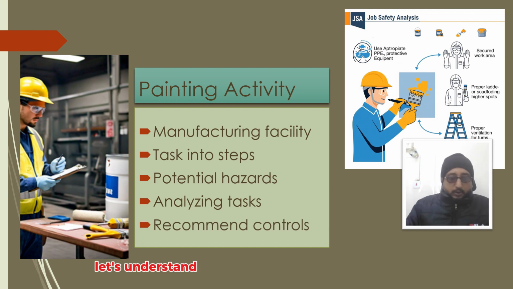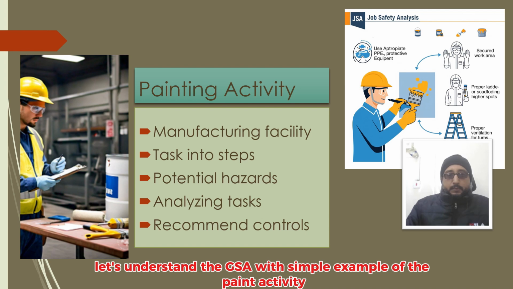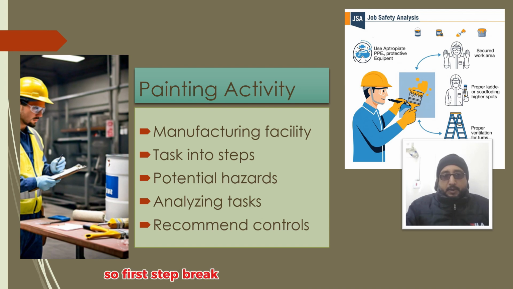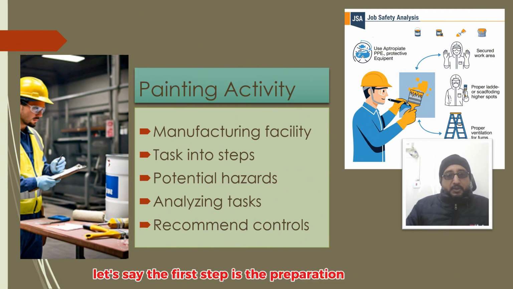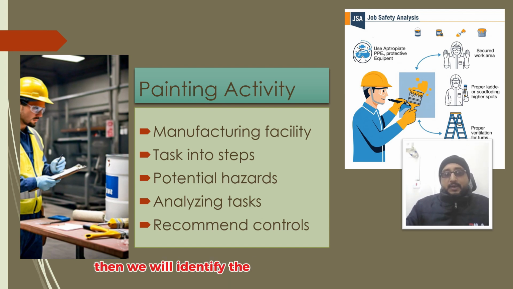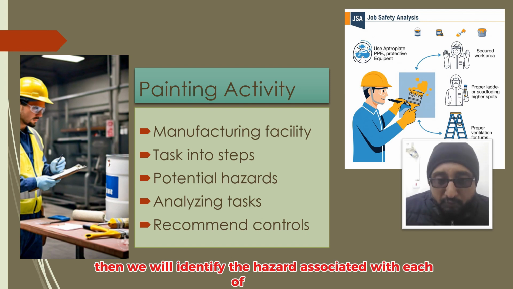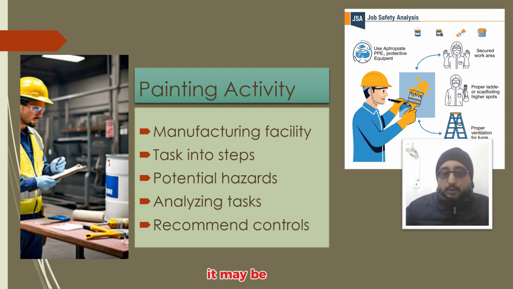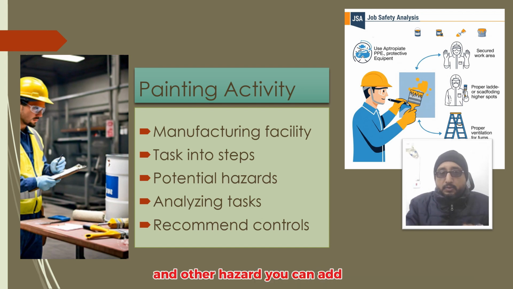Let's understand the JSA with a simple example of a paint activity. First step, break down the activity into steps. Let's say the first step is the preparation of the surface, the second one is the application of the paint, and the third one is cleaning up. Now, once we have the breakdown, then we will identify the hazards associated with each step. It may be, let's say, slipping, inhalation, and other hazards you can add here.